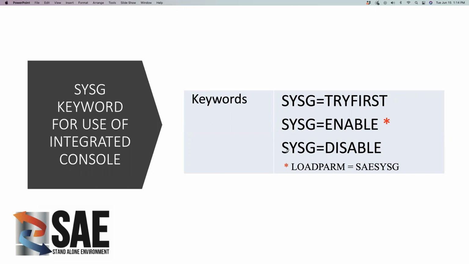So what would happen is when you IPL SAE, it would look and see if the integrated console is there. And if it is, it will write to it and begin to communicate directly with that console. Or you can enable it, in which case you need to specify that you want it to go out to that terminal address, or you can disable it if you don't want it ever going out there. If you use enable or disable and you do not specify that load parm, it will work in its traditional fashion, which is it will IPL.